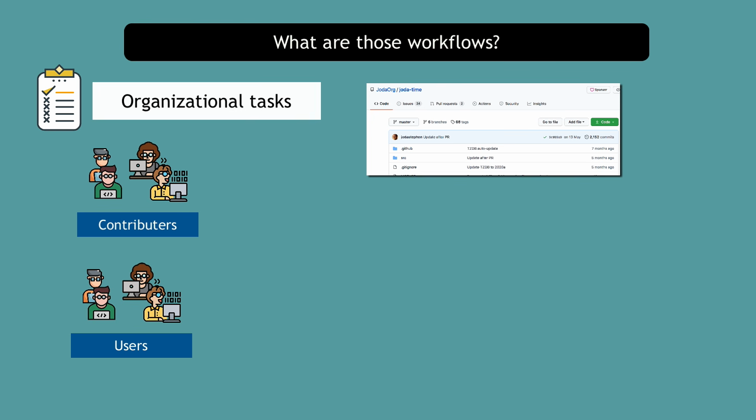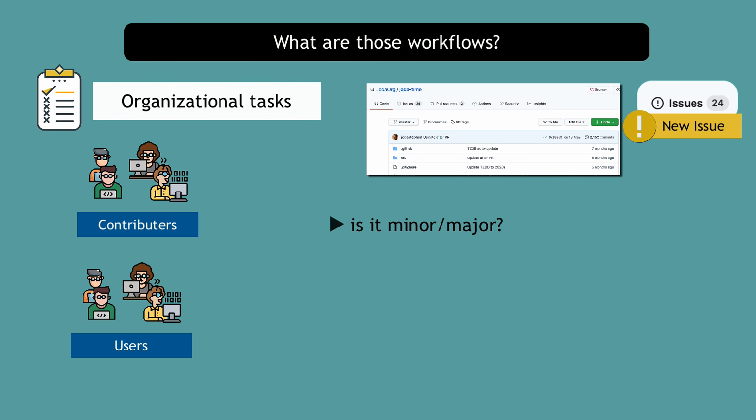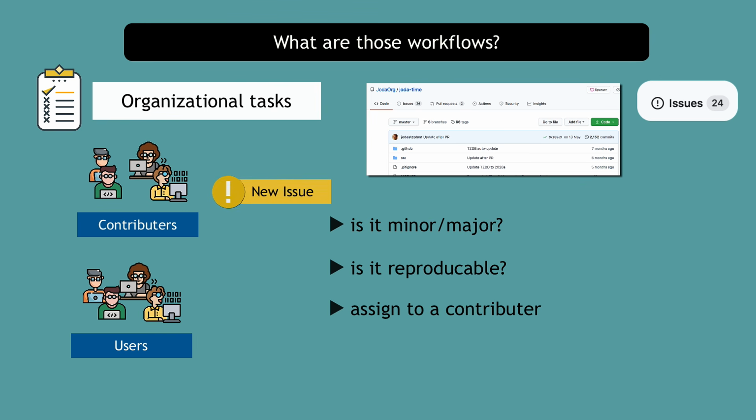And whenever a user of the library sees that a new release of the library has a bug or something isn't working, they can create an issue that something is not working. So you have to check that issue, you have to sort it. Is it minor? Is it major? Is it something urgent? Is it something that others may have also reported? Is it reproducible, for example? Maybe you assign it to one of the contributors or to yourself, and so on.